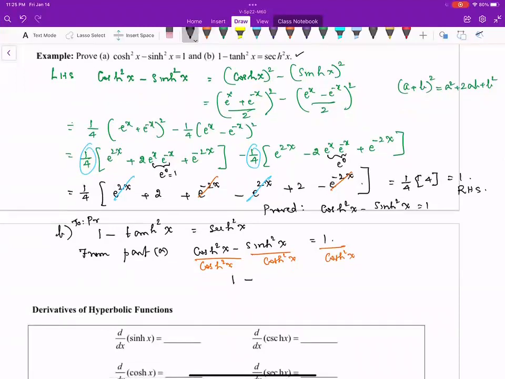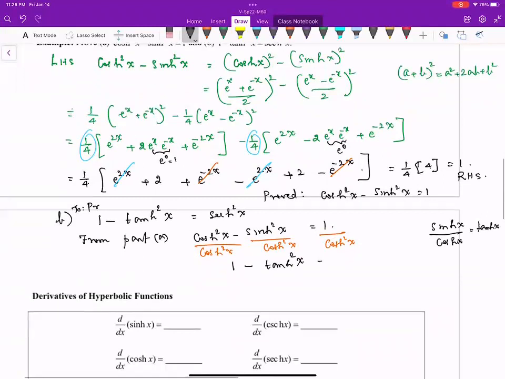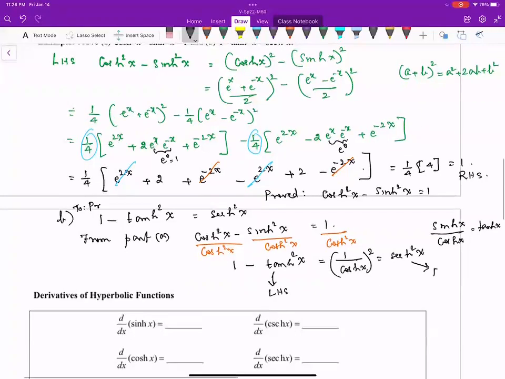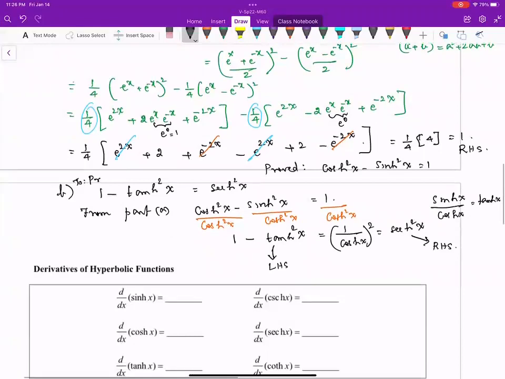So this will be just 1. This will be tan hyperbolic square, because sine hyperbolic over cosine hyperbolic equal to tan hyperbolic. You have a square of that. This will be reciprocal of cosine hyperbolic square, which will be nothing but secant hyperbolic square. So this is the left-hand side of the identity that we have to show. This is the right-hand side of the identity. Thus, the identity is proved.